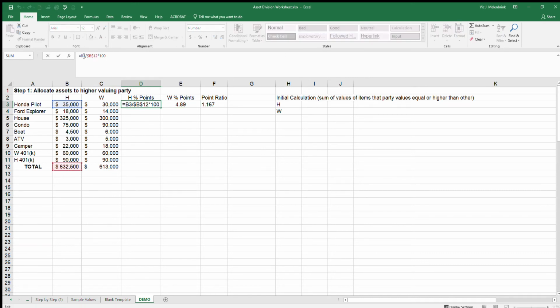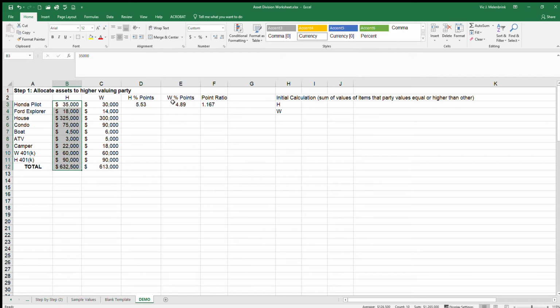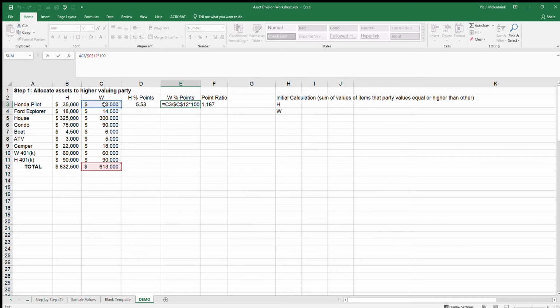So the way that we determine the points for husband's Honda Pilot is it takes 35,000, cell B3, and divides it by cell B12, 632,000, and then we multiply it by 100. So 5.53, it's essentially 5.5% of the overall estate is how the husband values the Honda Pilot. Wife does the same thing. We take her valuation of 30,000, we put it over cell C12, which is her total amount, multiply that by 100, and it gives us 4.89.